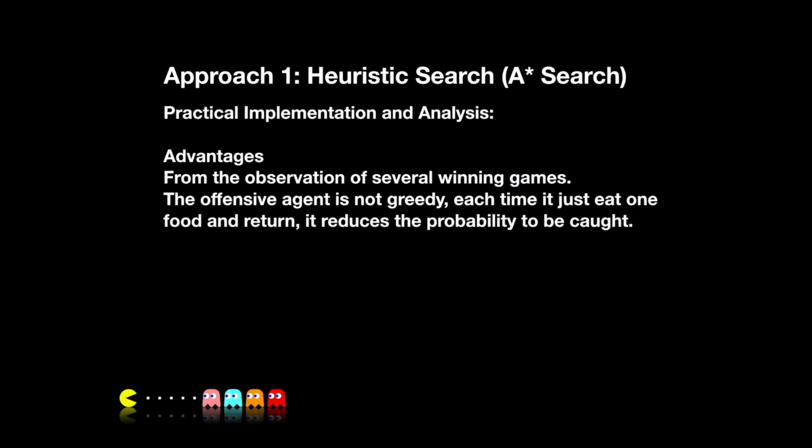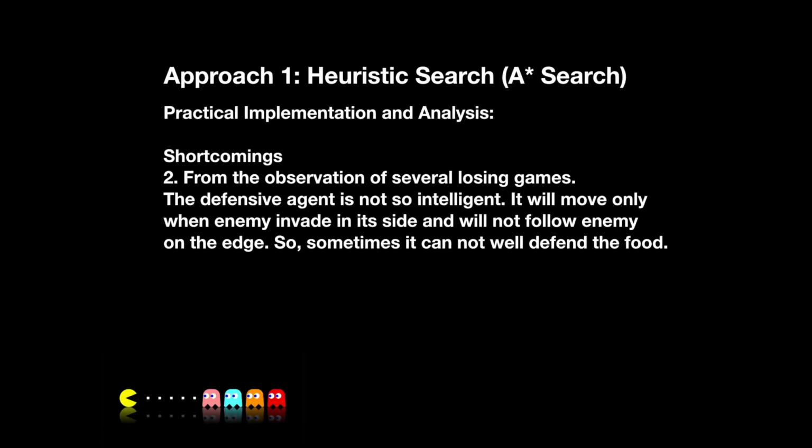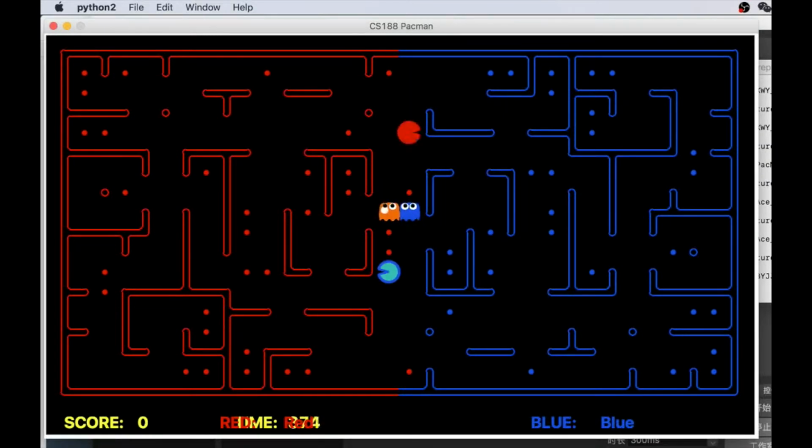offensive agent. In the practical implementation, we observed some benefits and pitfalls of this approach. From the observation of several winning games, the offensive agent is not greedy. Each time it just eats one food and returns, which reduces the probability of being caught by the enemy. From the observation of several tie games, the goal state selection is not so intelligent, and sometimes causes a deadlock with the enemy team. My team cannot get into the enemy's side and the enemy cannot get into my side.